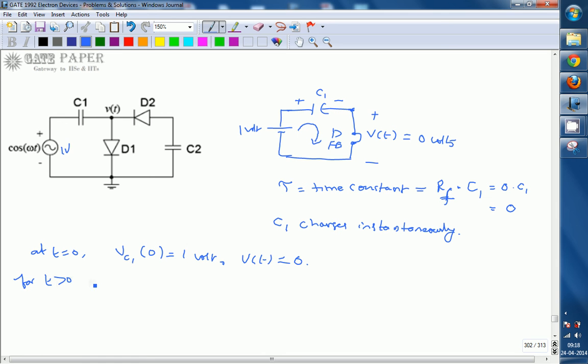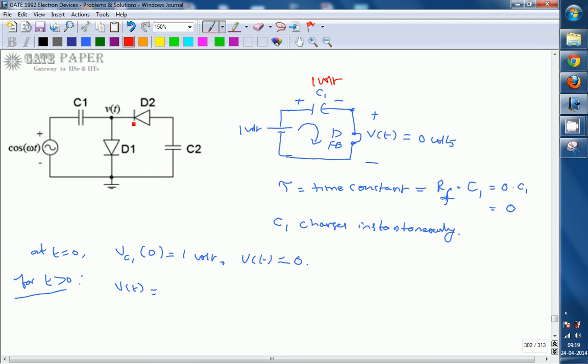For t greater than 0, what is going to happen to V of t? For t greater than 0, you are applying, previously we are going with a cos signal. Cos signal is going to be having a magnitude of maximum 1, but voltage across capacitor is going to be 1 volt. Already what we have seen is that voltage across capacitor is at 1 volt, and this voltage for this circuit. Understand this situation, it is very, very important.